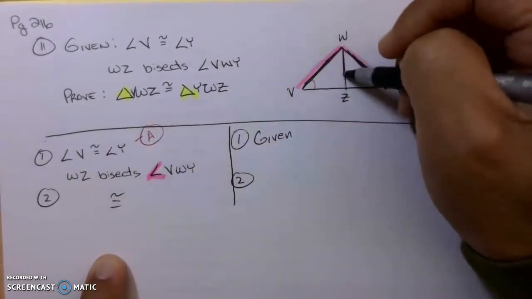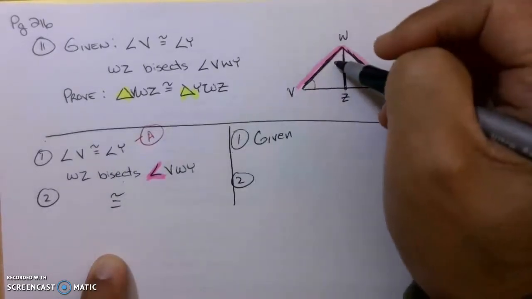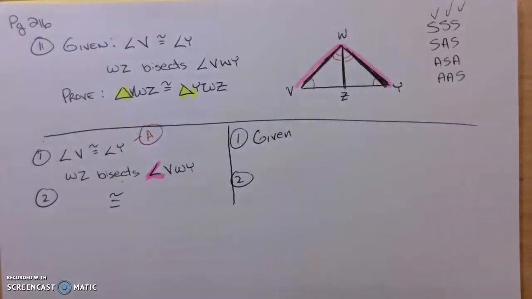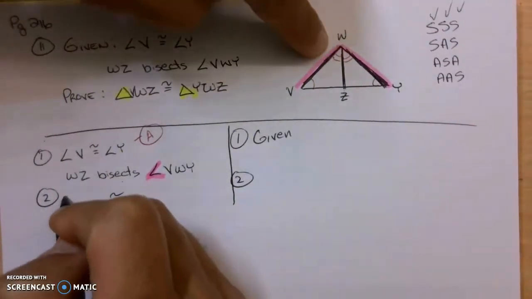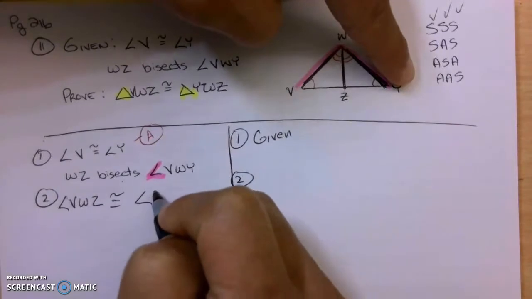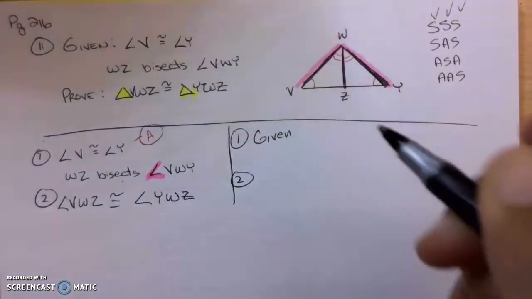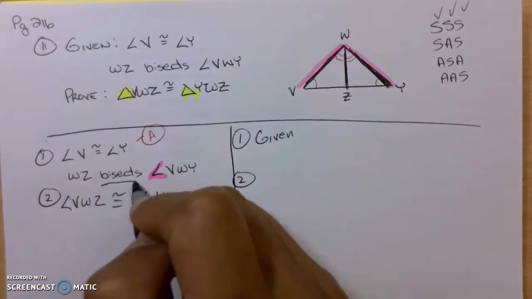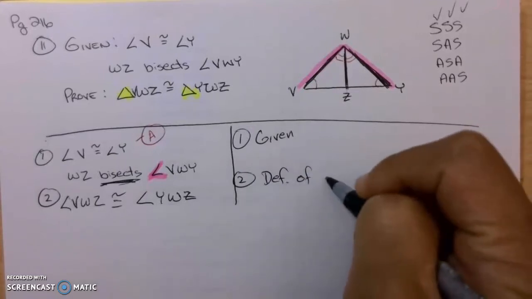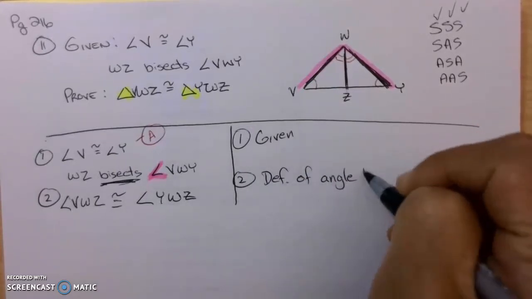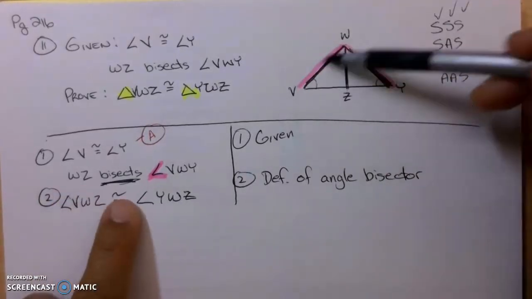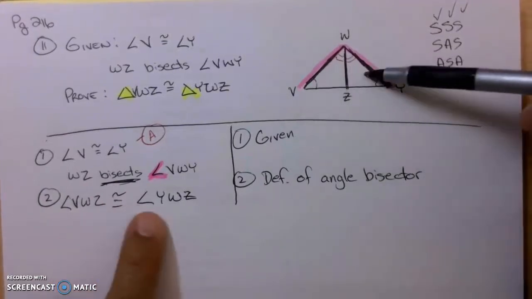Because this WV is the bisector, that means this angle near the top here is equal to this angle near the top. And so let's label these angles here. This is VWZ on the left is equal to YWZ. And the reason why is because you just mentioned a bisector. And so we're going to go DEF, definition of an angle bisector. If you want to spell it out, WV bisects the angle, therefore the two angles are equal.